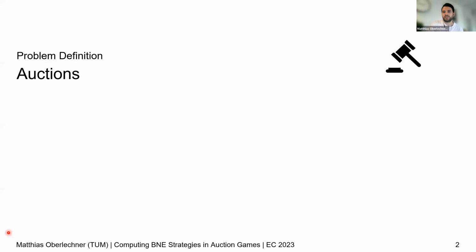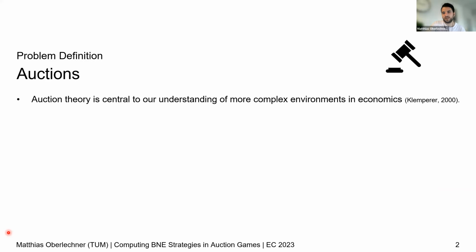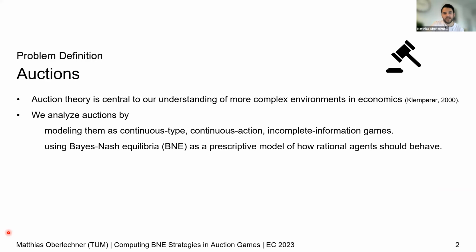So let me first start with the setting that we are interested in. We consider auctions because, first of all, auctions are very helpful in understanding more complex environments in economics. And second, auctions are actually used very often in practice. So we have, for instance, spectrum auctions, or we use auctions to sell financial products and stuff like that. And if we want to analyze auctions, then we often model them as continuous type and continuous action incomplete information games. And we use the solution concept of Bayes Nash equilibria as a model of how rational agents should or might behave in these settings.